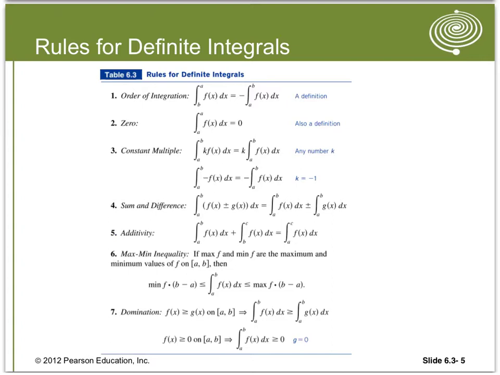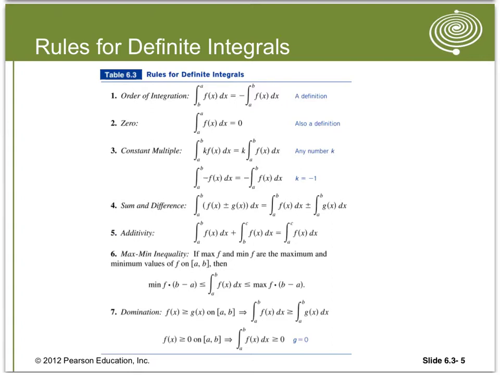Number 2, if you're taking the integral from a to a, so from 3 to 3, there's 0 area under the curve, so it's equal to 0. A constant multiple, if you have a k times your function, any number times your function, you can either take your integral first or you can take your integral after you do that. Same thing is true with a negative.